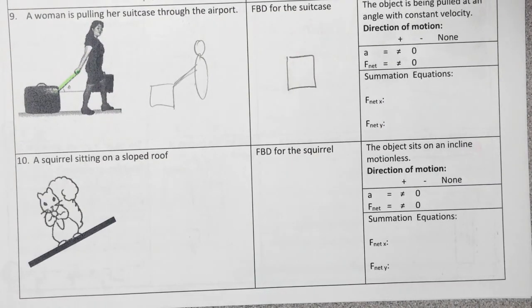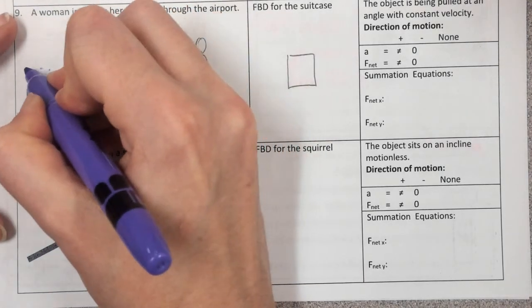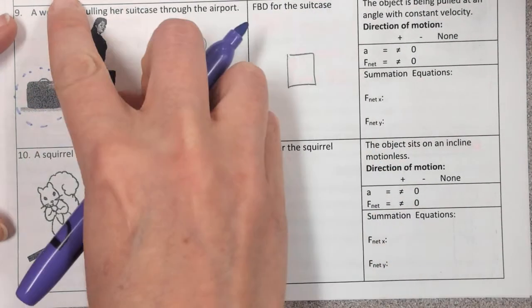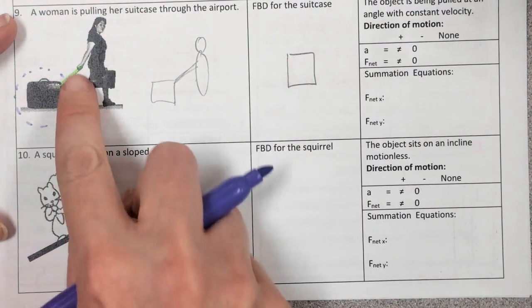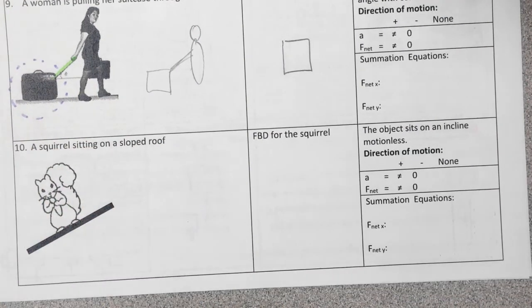We are just looking at the suitcase. So we are not looking at the woman and her suitcase. We want this to be an external force. So we're just looking at the external forces on that suitcase. What forces do we definitely have on that suitcase?